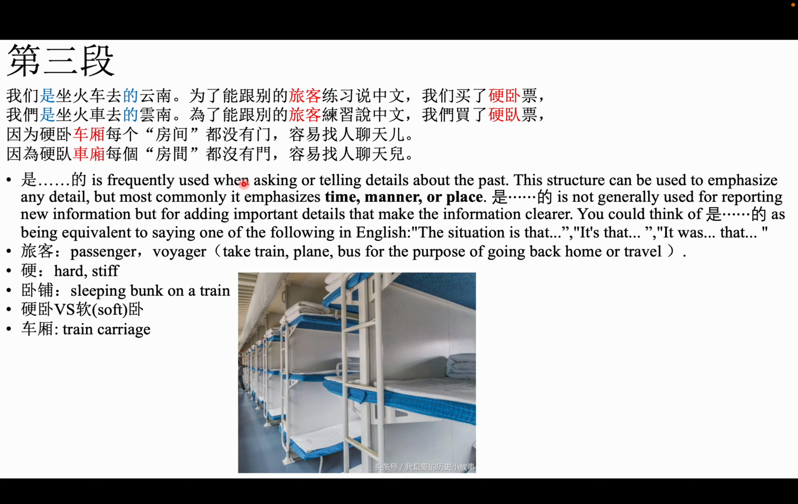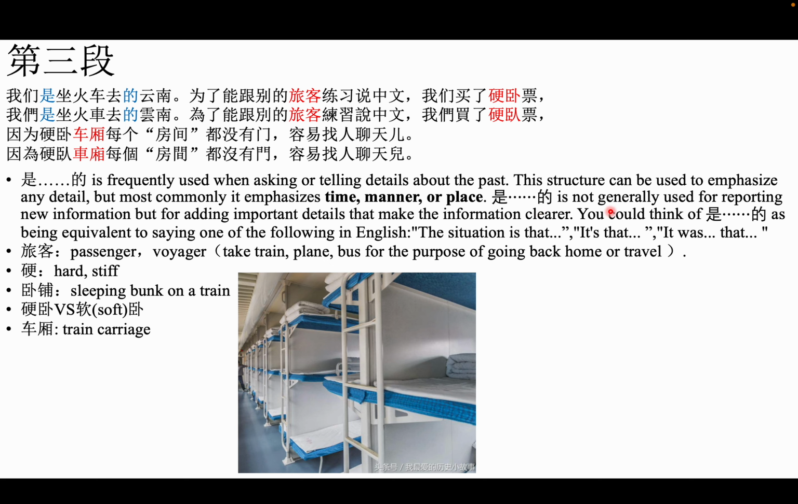This structure can be used to emphasize any detail, but most commonly it emphasizes time, manner, or place. For example, 你是什么时候去云南的？我是去年去的云南。你是怎么去的？我是坐火车去的。Or 你是在哪儿出生的？我是在中国出生的。You can emphasize time, manner, or place.